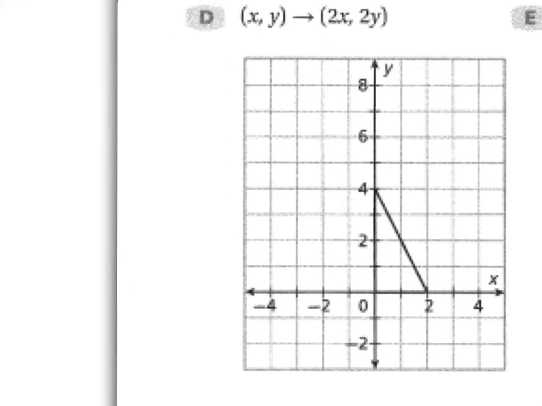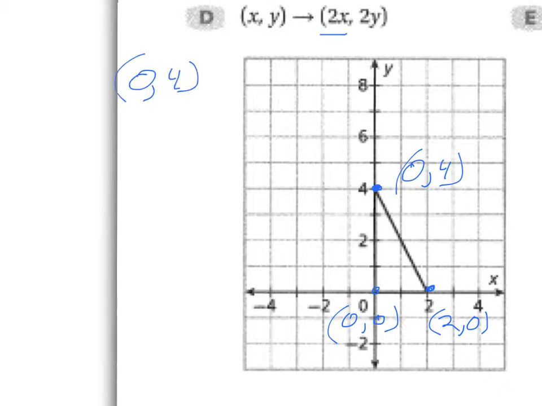Okay, in this example, once again, we're still using the same triangle. We've got 0, 4, 2, 0, and 0, 0, the coordinates of the vertices there. What we're going to do in this one is multiply the x-coordinate times 2 and the y-coordinate times 2. So 0 times 2 is still 0, and 4 times 2 is 8. So that's my transformed point, my new location. 0, 8 is going to be right here.